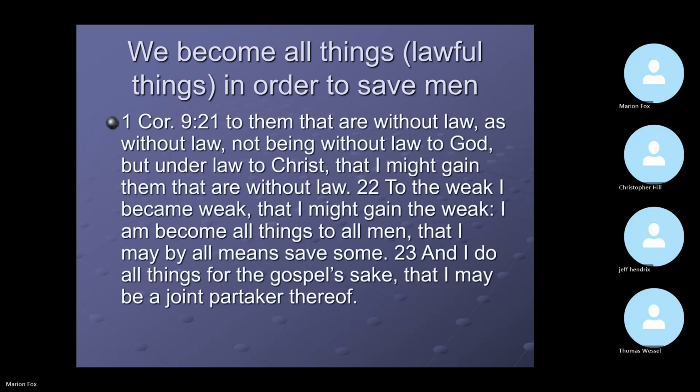All right. 1 Corinthians 9:21, "To them that are without law," that is, those that are not under the law of Moses, "as without law, not being without law to God, but under the law to Christ, that I might gain them that are without law." So those that are without the law of Moses, they don't have the law of Moses, but I lived in such a way as not to drive them away from obeying the gospel.